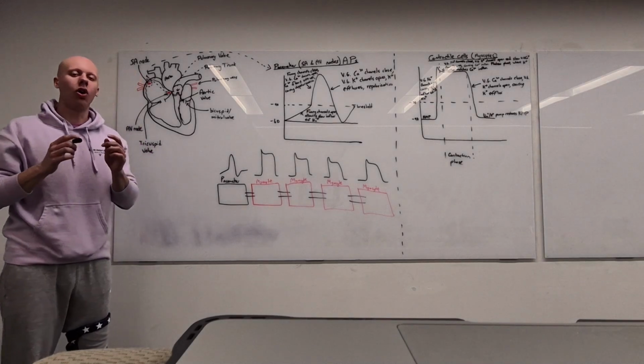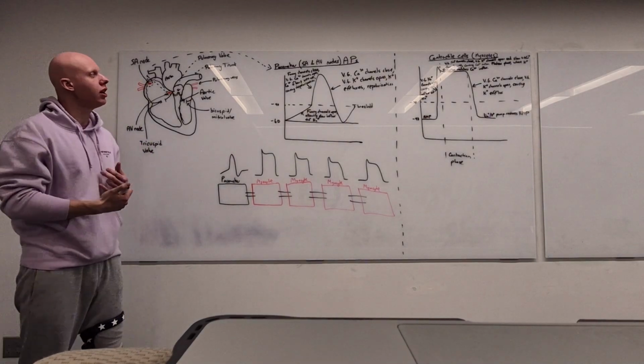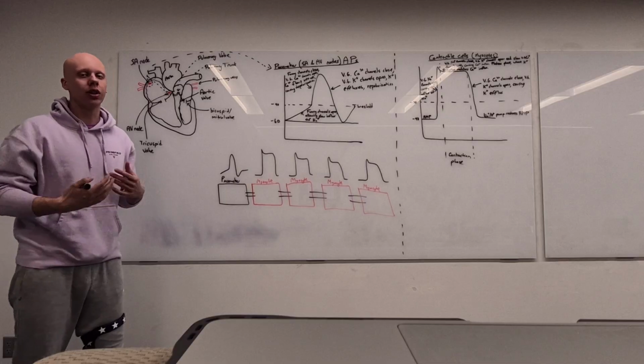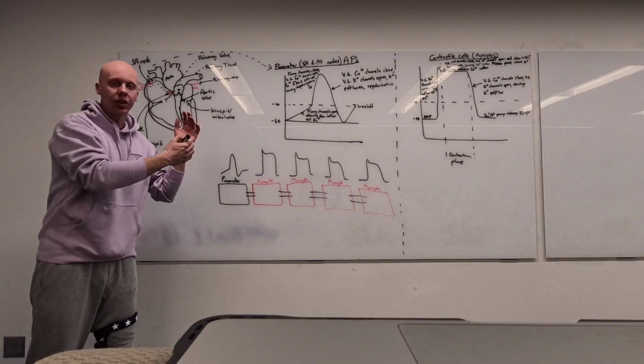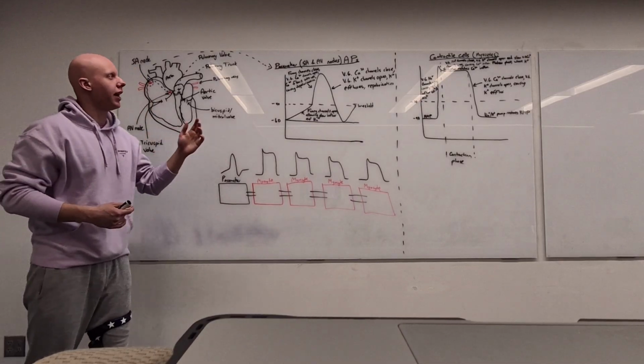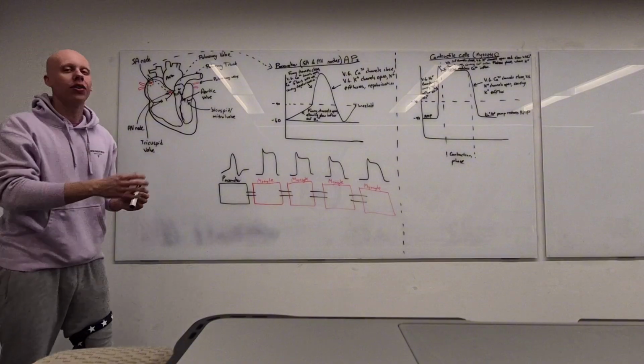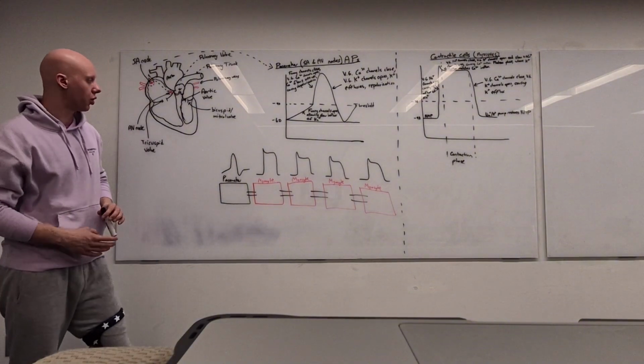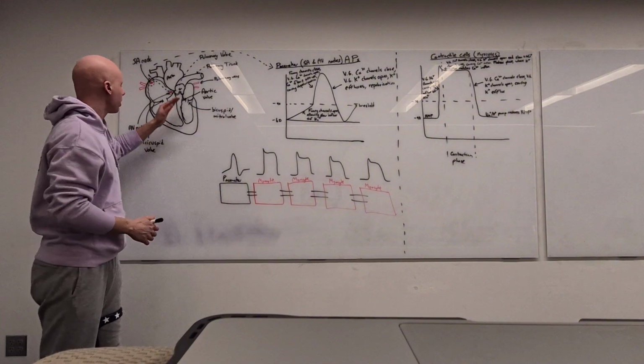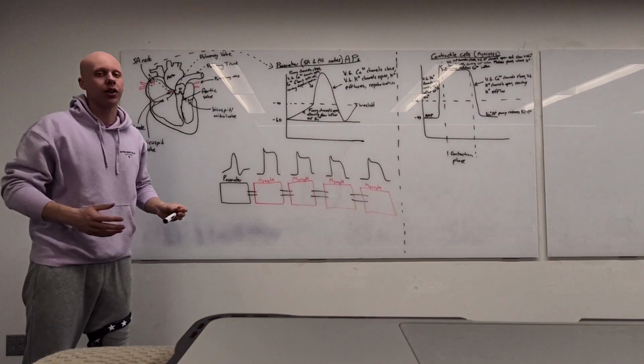All right, everybody, we're going to go over the electrical pathway of the heart, so the electrical conduction of the heart and the action potentials with the pacemaker cells and the myocytes. We're going to go over all the steps of how those action potentials work, and we're also just going to go through the electrical conduction pathway of the heart here.